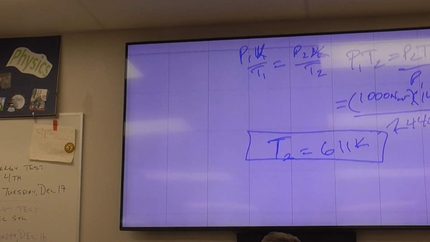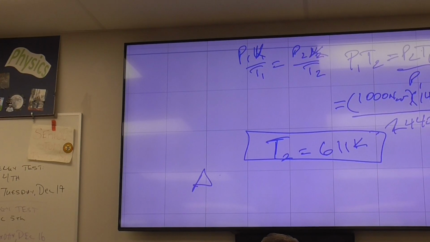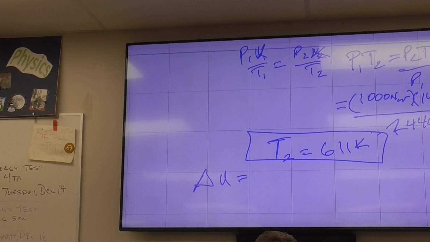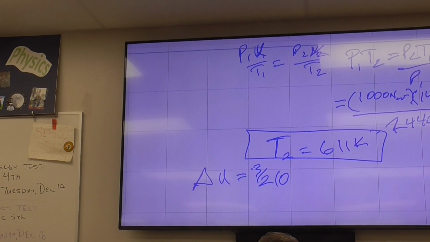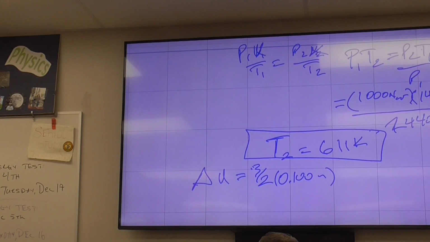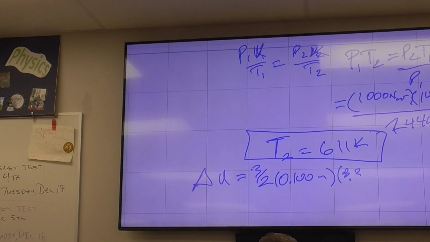Okay, now at this point, can we calculate delta U? Yes. We got 3/2 n, which is 0.1 moles, 8.314.